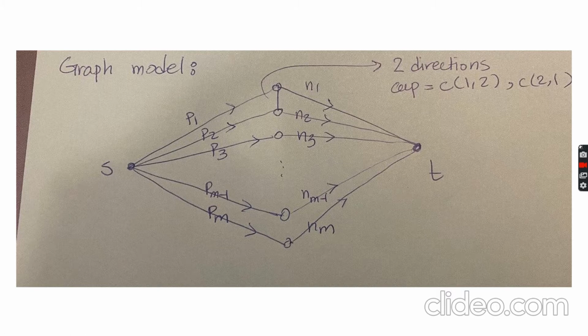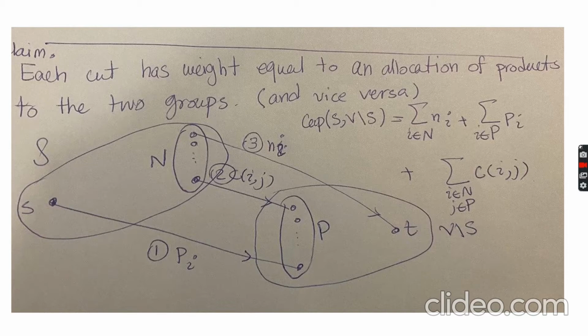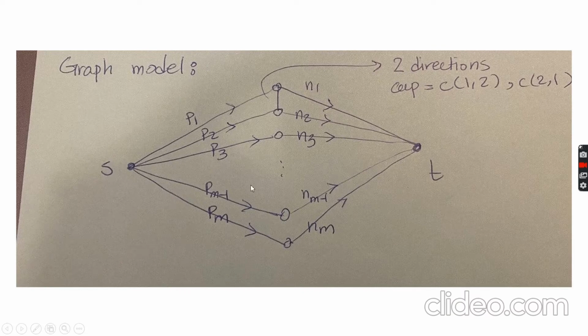Now, what we claim here is as follows. So we claim that basically any cut that you consider in this graph, in which one side of it contains S and the other side contains T, will represent a way that a customer can buy these products, and the cost of that cut is going to be equal to the cost that the customer has to pay. Okay.